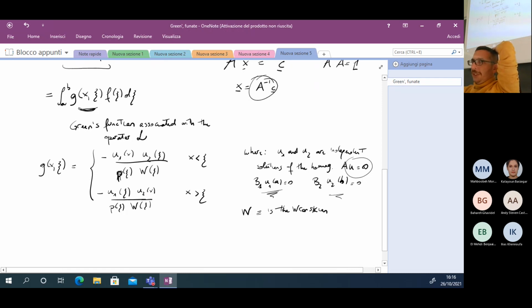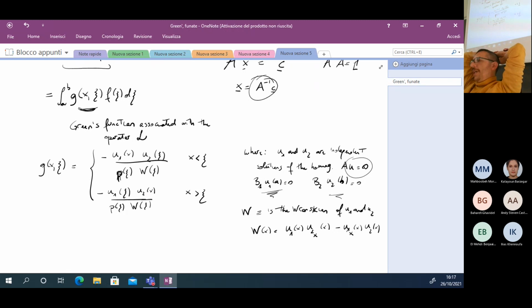You remember what the Wronskian is? It is u1(x) times the derivative with respect to x of u2, minus the derivative of u1 with respect to x times u2. Wronskian: W-R-O-N-S-K-I-A-N.